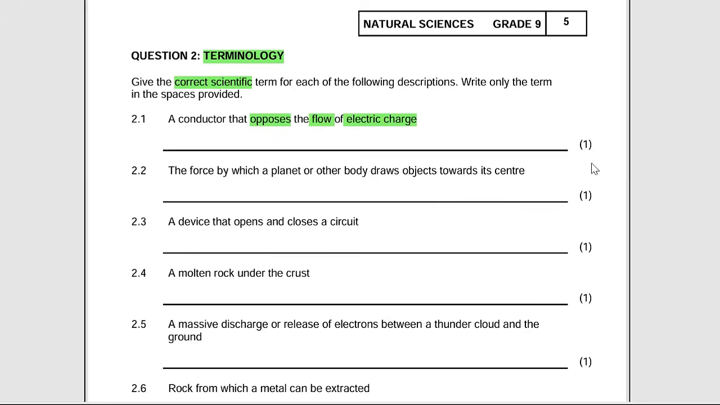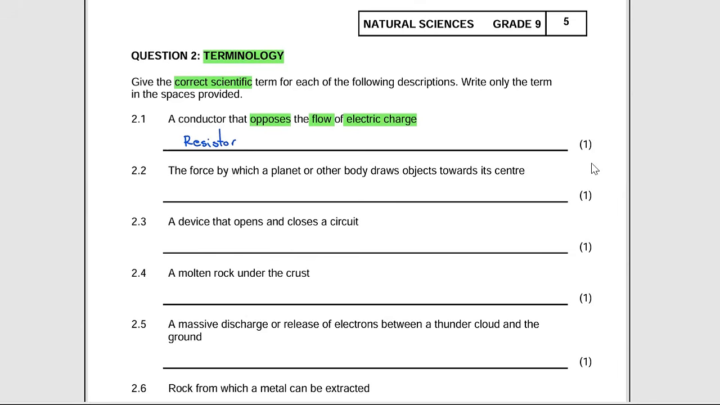So a conductor that opposes the flow of electric charge, right? So now we're supposed to provide a correct scientific term for this one, right? So our answer here in terms of this one is going to be a resistor. This is referred to as a resistor.